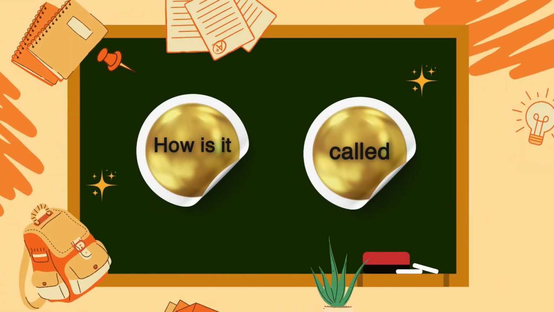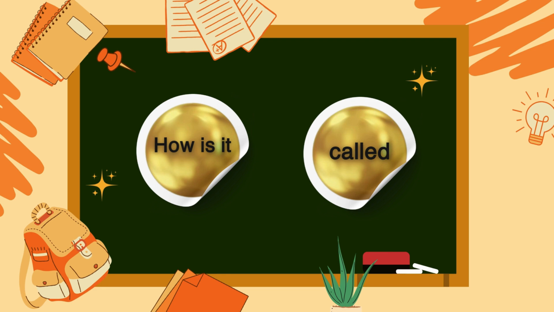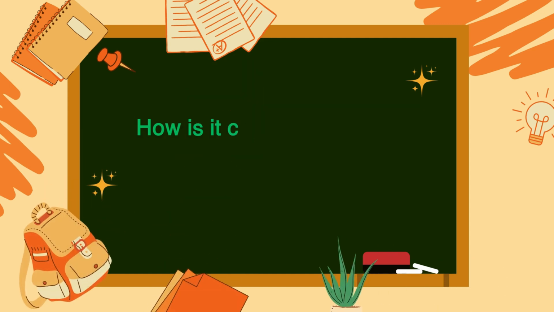Now let's look at mistake 9, saying "how is it called?" This is a mistake I hear a lot, but it's easy to fix once you know the right way to say it. Here's the mistake, saying something like, "How is it called in English?" Sounds close, but it's actually wrong.